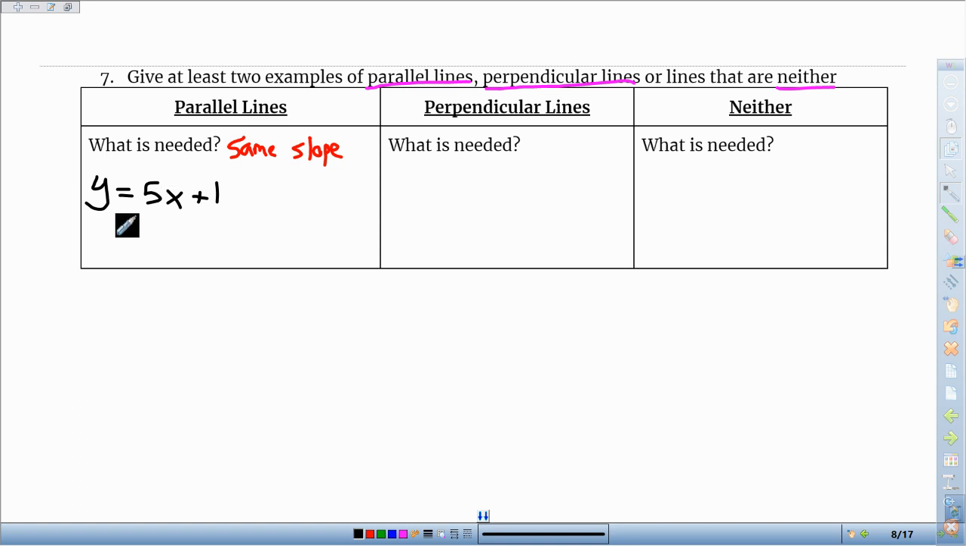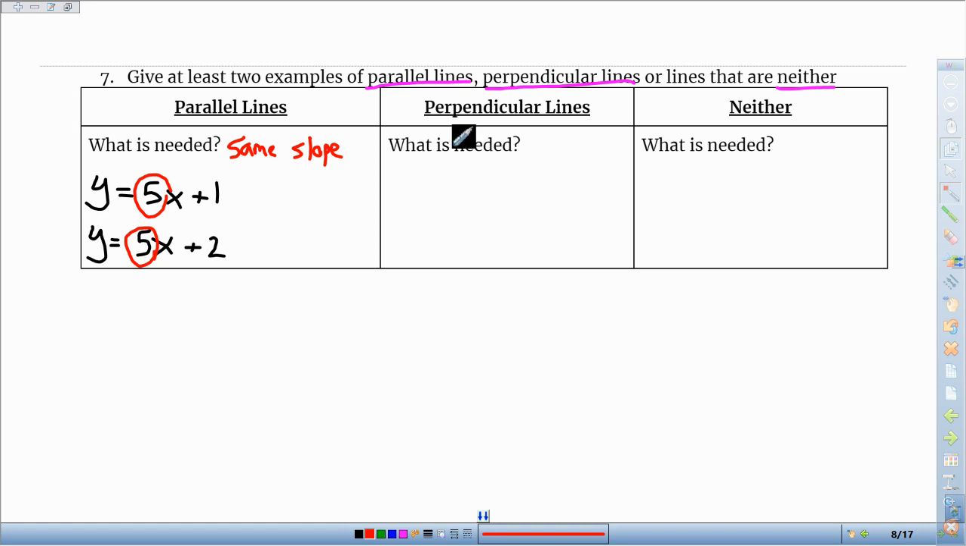When I go to write my other equation, it must have the same slope. So y equals, it also is going to have a slope of 5. Here's the only thing: it can't be the exact same line. It can't have a b value of 1. So we just need to change it to anything else. Let's make it a 2. Again, the slope being the same is what makes those two lines parallel.